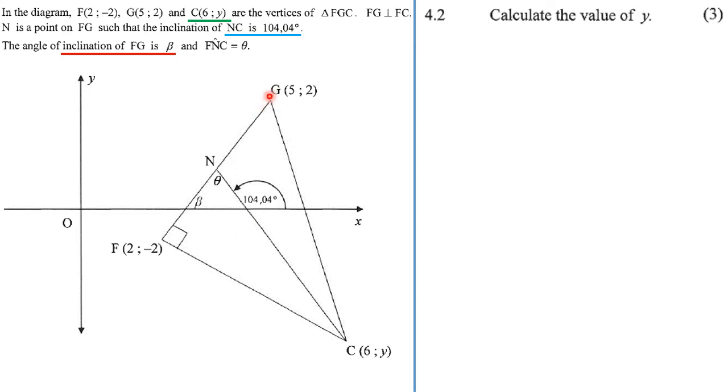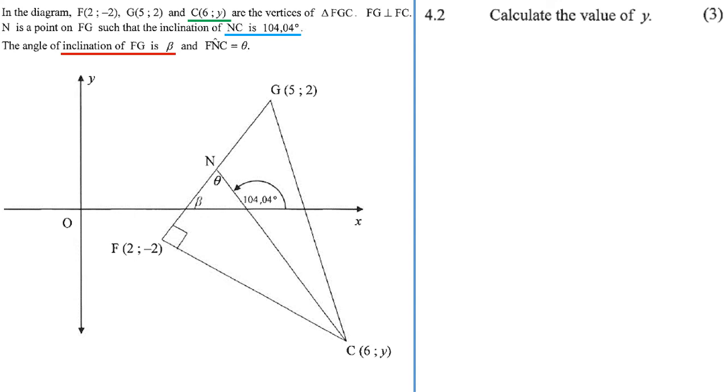So it means if the gradient of FG is positive, automatically the gradient of FC is going to be negative, and the gradient of FC is going to be the reciprocal of the gradient of FG with the opposite sign. Why? Because a number multiplied by its reciprocal will always give you 1. So in this case, it's supposed to be minus. That is why it is a reciprocal, but with the opposite sign. If it is positive, it must be negative. If it is negative, it must be positive. Okay. Now, what are we supposed to do?